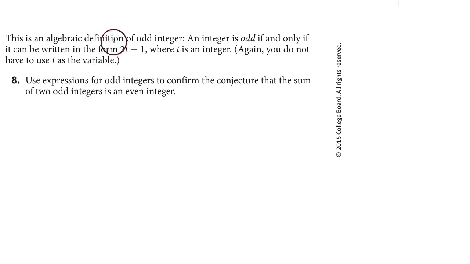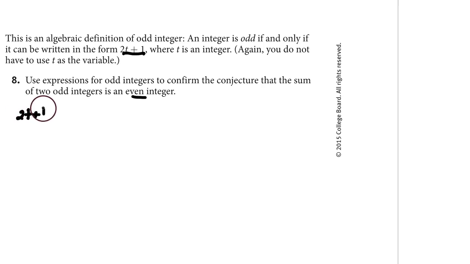This is an algebraic definition of an odd integer. An integer is odd if and only if it can be written in the form 2t plus 1, where t is an integer. Again, you don't have to use the variable t. So number 8, use expressions for odd integers to confirm the conjecture that the sum of odd integers is an even integer. So let's add together two odd integers.